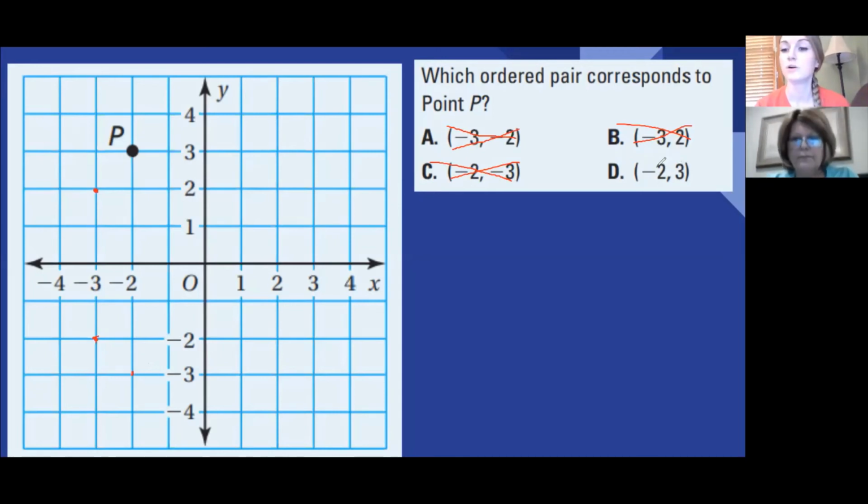Okay, so X -2. So we're going to go from our 0, we're going to go back 1, 2, and then up because it's a +3. 1, 2, 3. And we're going to land right there. Yay! So our answer was D on that one. So you're going to have ones like this where you have to figure out which ordered pair matches which point. Do you have any questions on this one, Mrs. K?